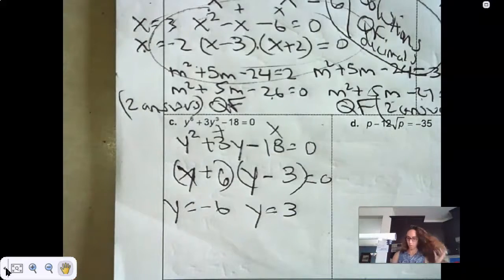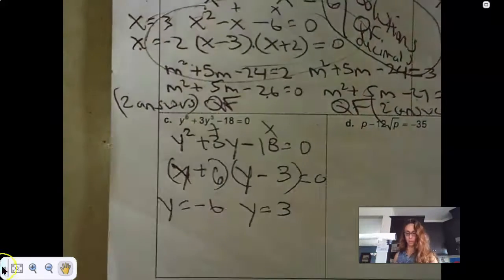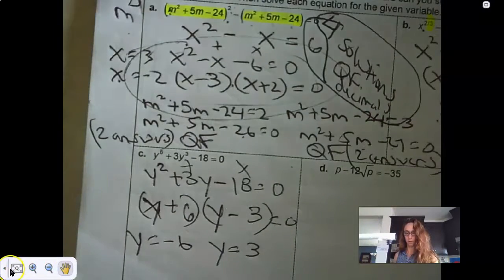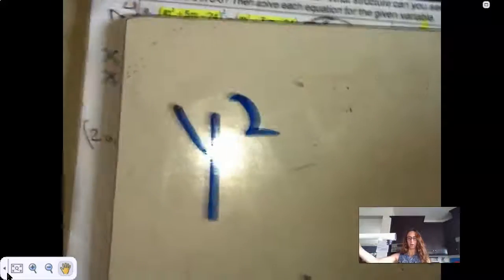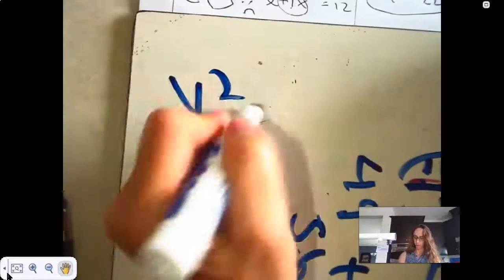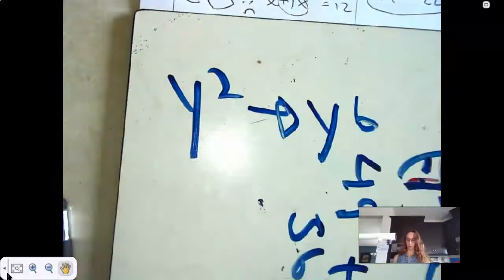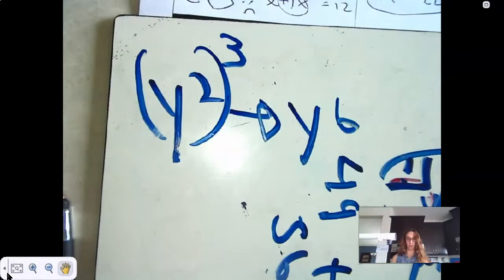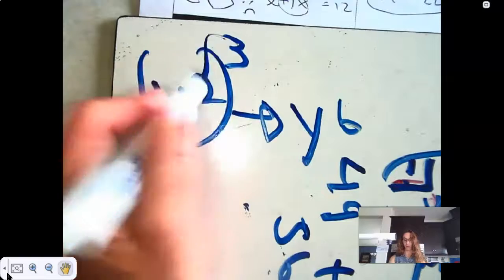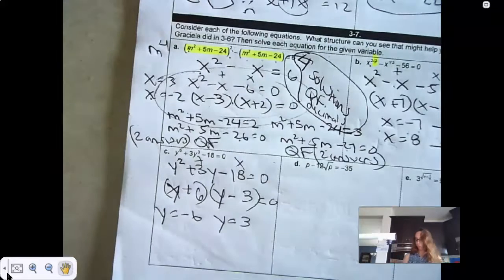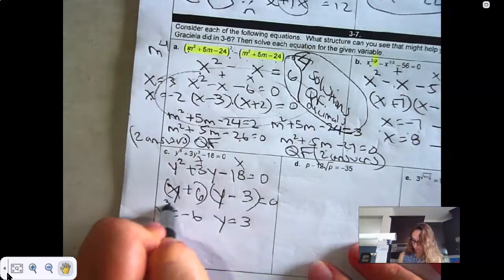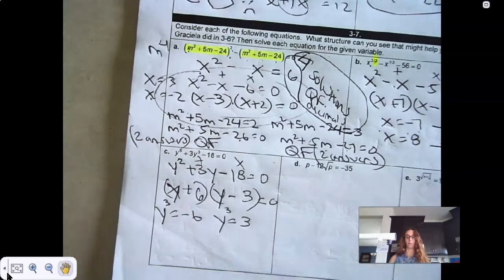Now, what I want you to see in this problem is that if you had y squared, how could I make it go to y to the 6th? Well, I could cube it, couldn't I? So if I cube it based on exponent rules, I would get y to the 6th. So what does that mean I could do? I can actually cube it. And then I'm good to go.